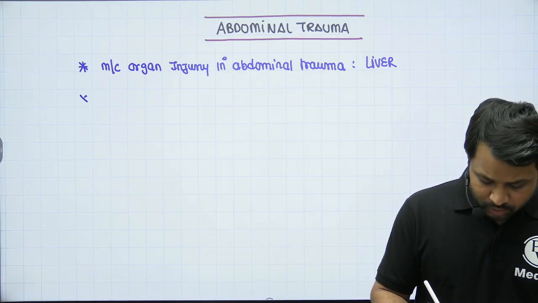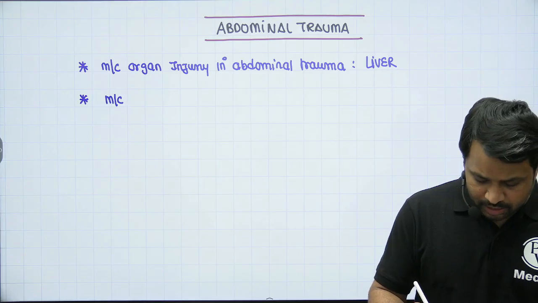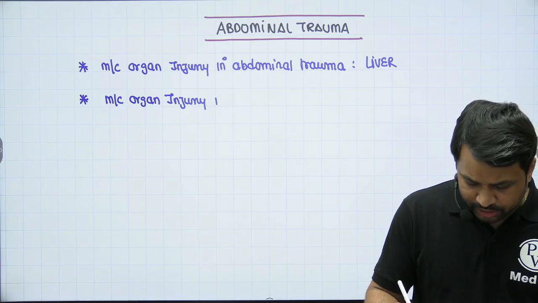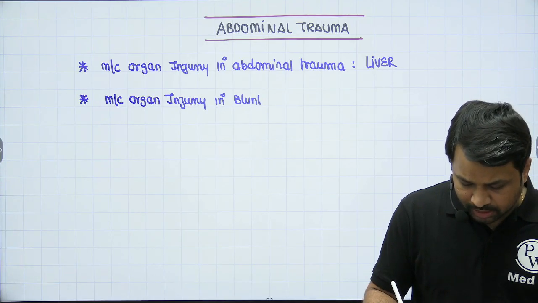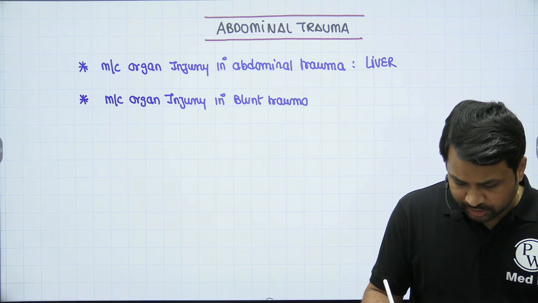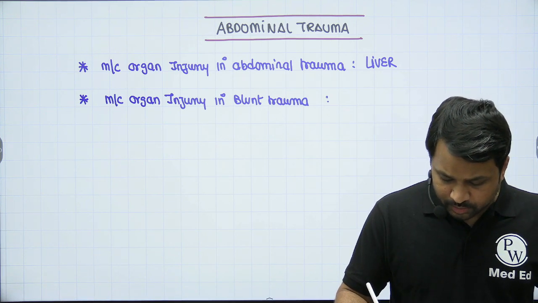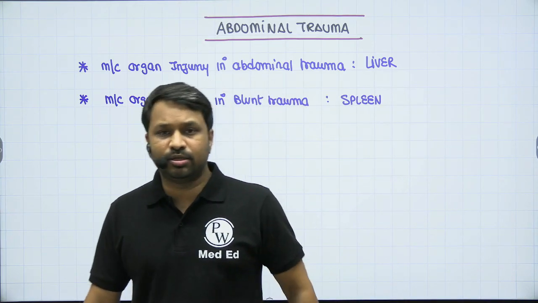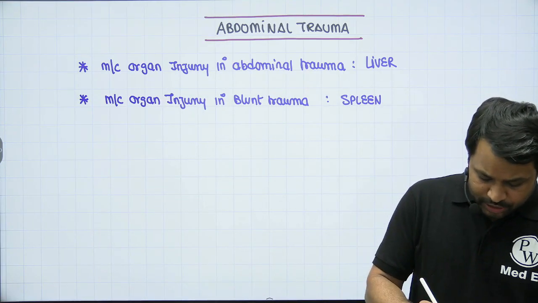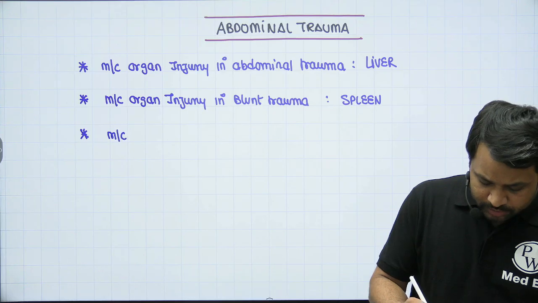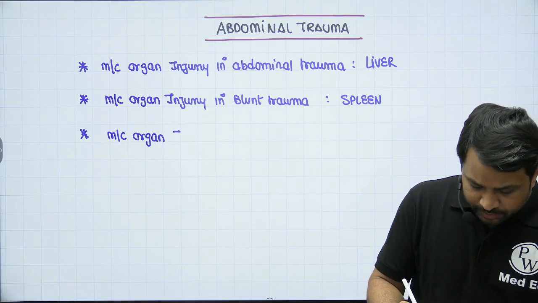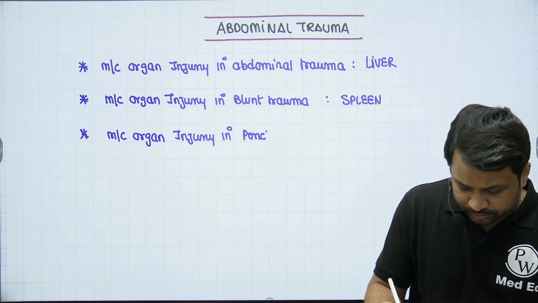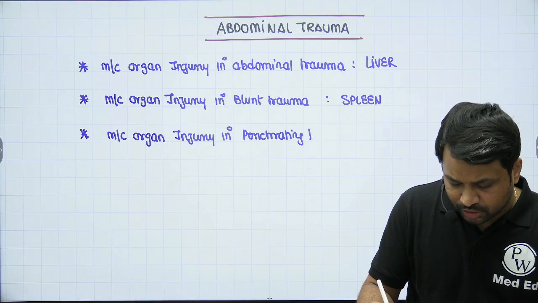But if I become a little bit more specific and ask you what is the most common organ injury in blunt trauma abdomen? In blunt trauma, the answer will change to spleen. So the answer is going to be spleen if it is blunt trauma abdomen, right? If I change the question and ask you what is the most common organ injury in penetrating trauma abdomen?